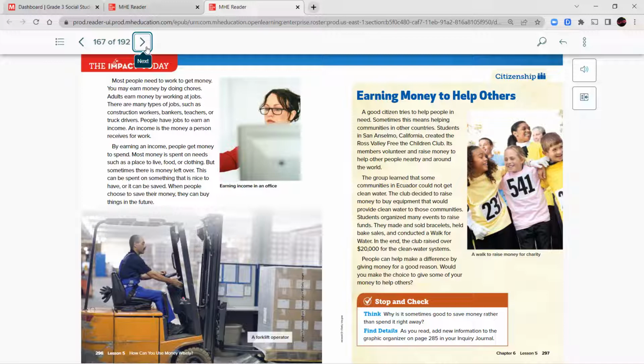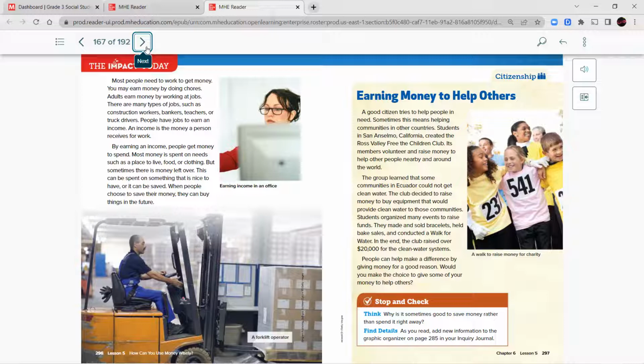By earning an income, people get money to spend. Most money is spent on needs such as a place to live, food, or clothing. But sometimes there's money left over. This can be spent on something that's nice to have or can be saved. When people choose to save their money, they can buy things in the future.